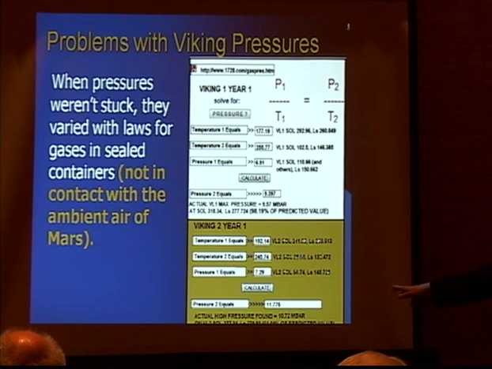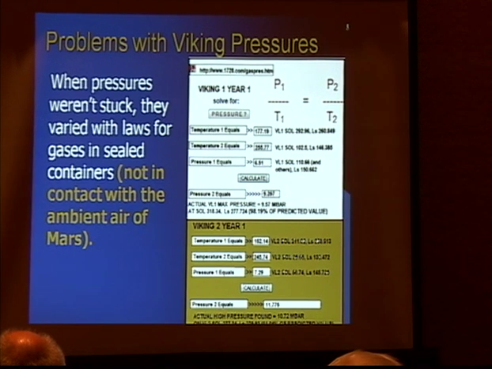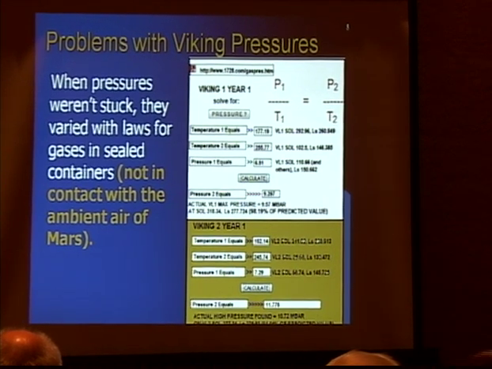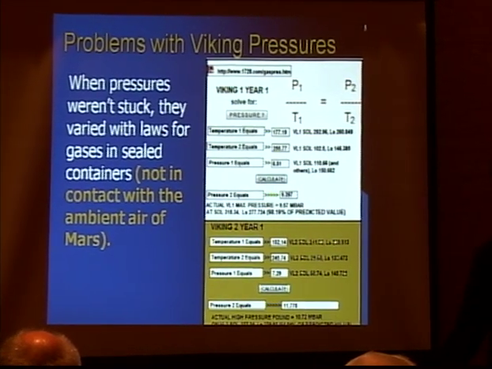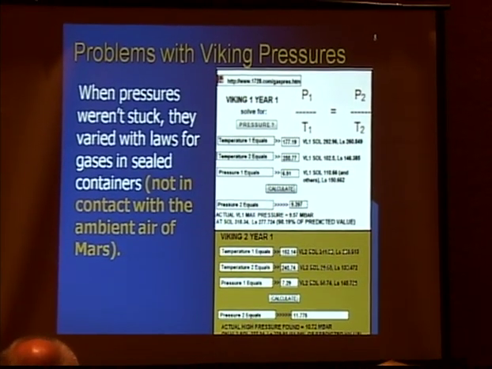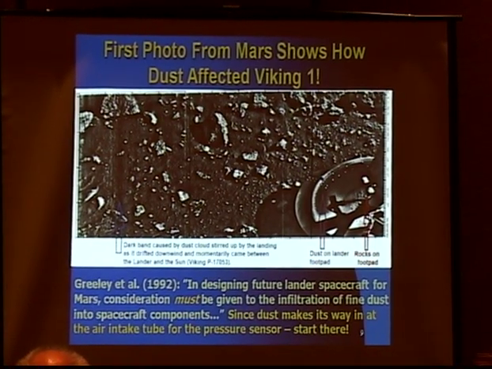Viking 2 year 2, you can't really see it, was cut off on the screen. That was only about 91%, and that was because the pressure gauges actually stuck several times. What do I mean by that? Essentially, the pressure measured by the lander would not change for, say, 6 days straight, regardless of the temperature changes. There are a couple of instances where that occurred, but when that's not in effect, I can predict the pressures very accurately.